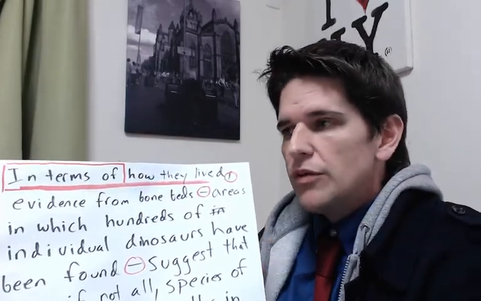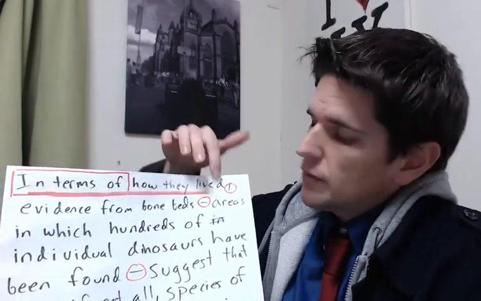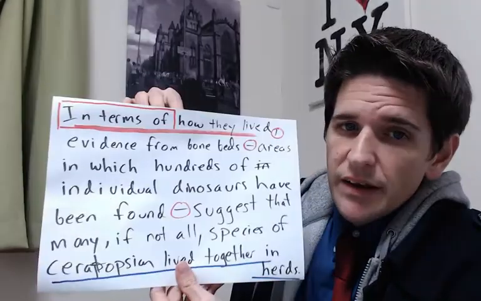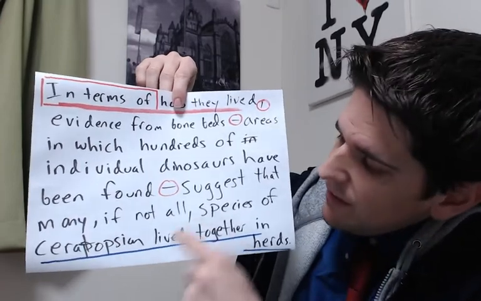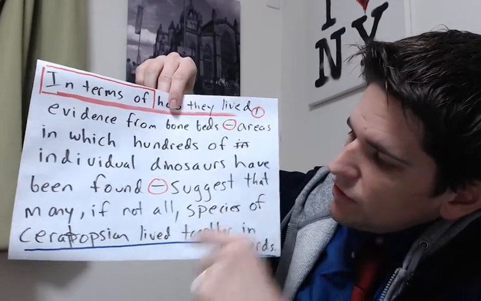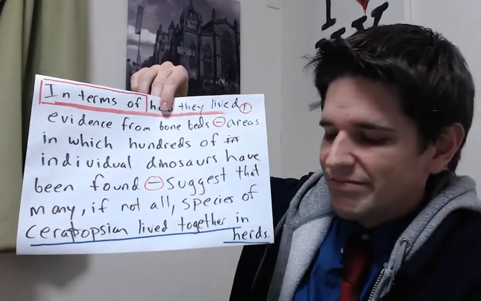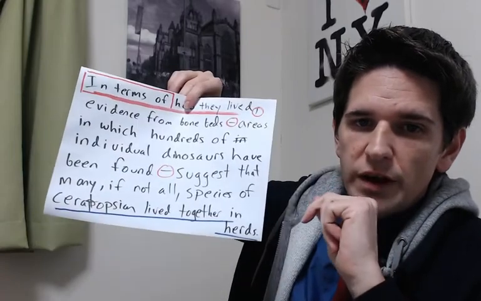So we do this a lot to add information, like, oh, maybe you don't know what bone beds are. So let me explain that really quickly here. But that's still not anything to do with the main idea. The main idea doesn't come until all the way at the end of the sentence, where species of ceratopsian live together in herds. See? This very simple sentence becomes very complicated.